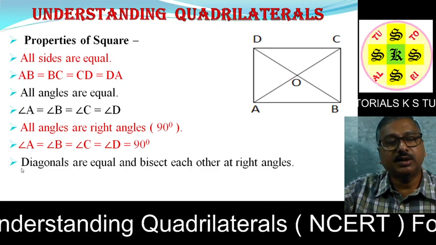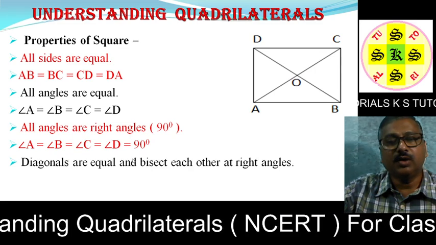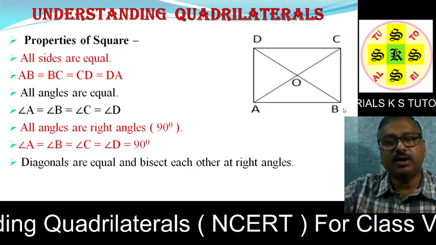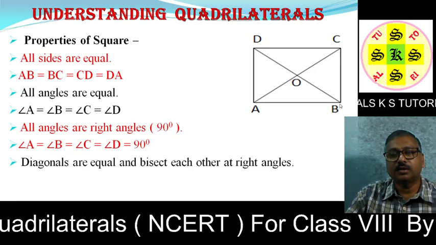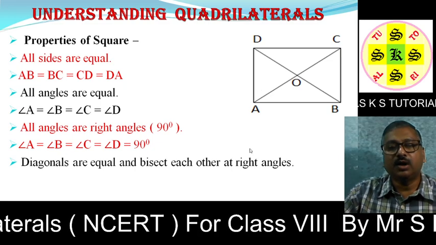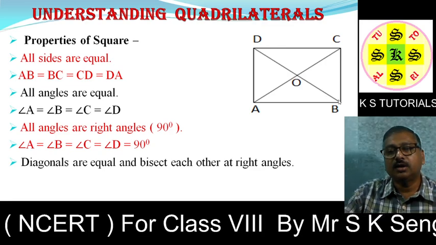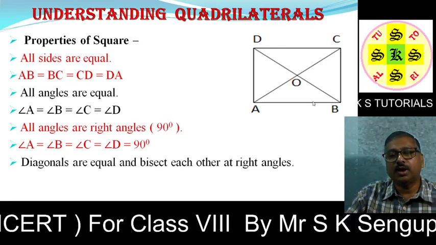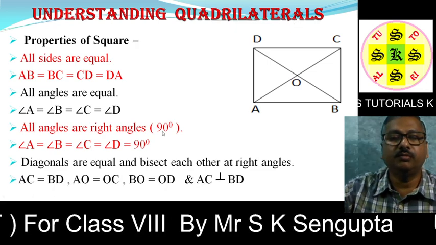Now this sentence is the combination of 3 parts. Diagonals are equal, that is AC equal to BD. Bisect each other, that means AO equal to OC, BO equal to OD. Also perpendicular to each other at right angles, that is angle AOD equal to angle BOA. So all 90 degrees, or we can say AC is perpendicular to BD.